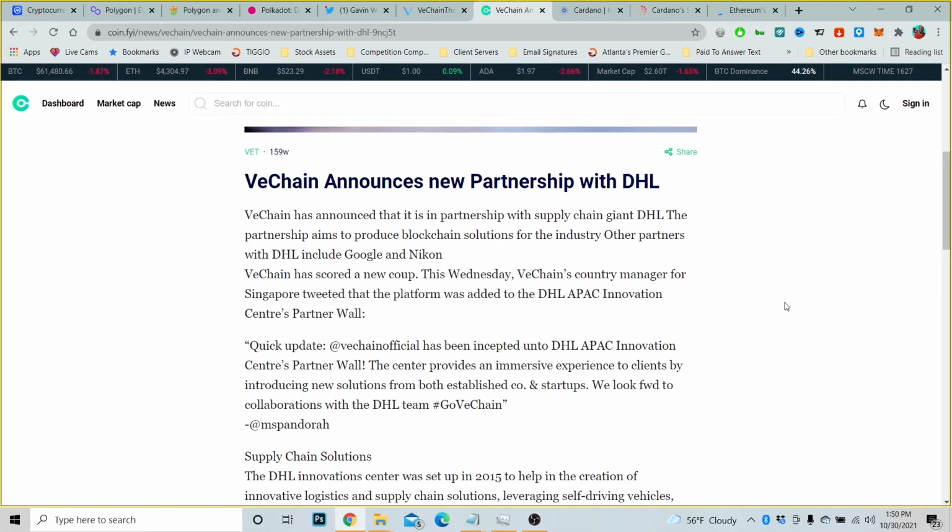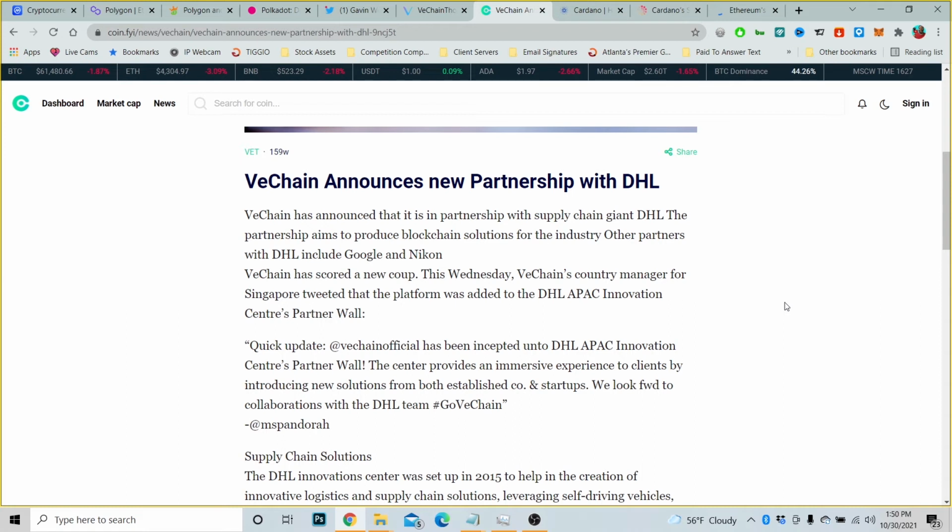And that's because VeChain in itself partnered with DHL China. Now, VeChain had already partnered with platforms like BMW, Walmart China, and Louis Vuitton. So now that VeChain has partnered up with DHL China, that's pretty significant. So VeChain has announced that it is in partnership with supply chain giant DHL. The partnership aims to produce blockchain solutions for the industry. Other partners with DHL include Google and Nikon.